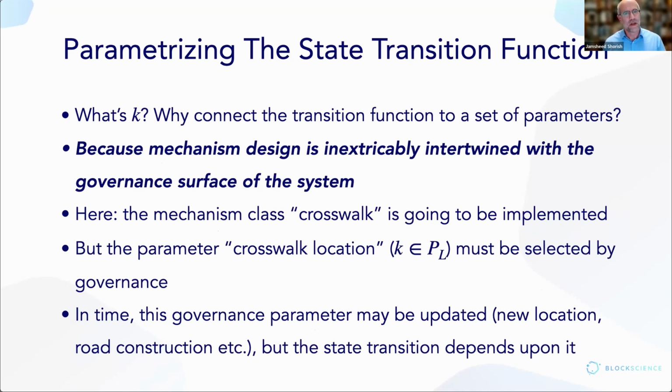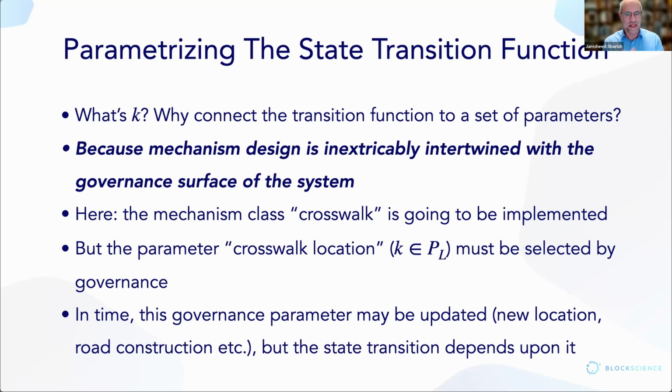Well, the reason is because of the whole problem that we started out with, which is the crosswalk problem. The mechanism design problem that we are facing is inextricably intertwined with the governance surface of the system. And you need that injection then of the parameter that's being chosen to move from a class of mechanisms, crosswalk somewhere, to an instance of that crosswalk location, that point K inside PL that we're building and investing in the crosswalk to be selected. And that selection, of course, is happening from governance. Now, it's true that in time, that governance parameter may be updated. They may come over and just sort of tarmac over, asphalt over one crosswalk in favor of moving it to a different location. They may upgrade the crosswalk with LEDs to have it available and visible both at night and during day, and so on. But it's important that regardless of which of these is occurring, as long as there is the state representation of traffic flow, the state transition from different points in the state space will depend upon that parameter value K.